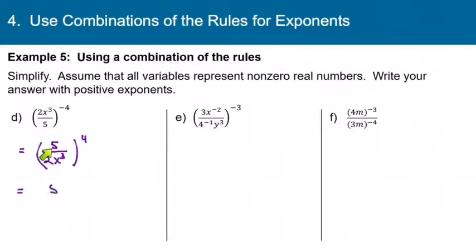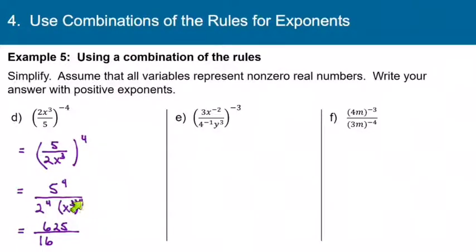That's going to give us 5 to the 4th power over 2 to the 4th power times x to the 3rd to the 4th power. And now we'll just have to work each one of these out. 5 to the 4th is 625. We've seen that one several times. Over 2 to the 4th is 16.